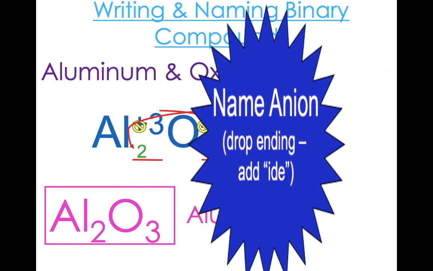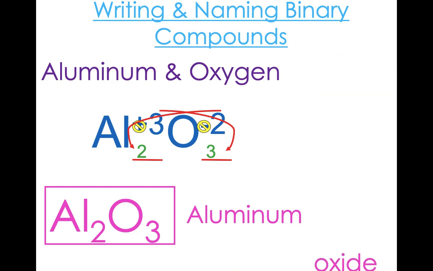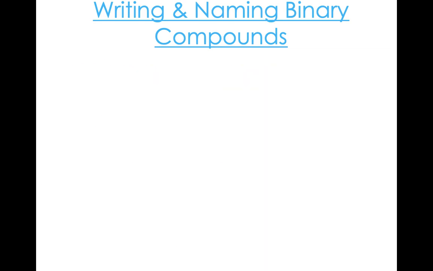To name the anion, all we do with the oxygen is drop the ending and add an "ide." So this compound is called aluminum oxide. The formula is Al2O3. It's called aluminum oxide.